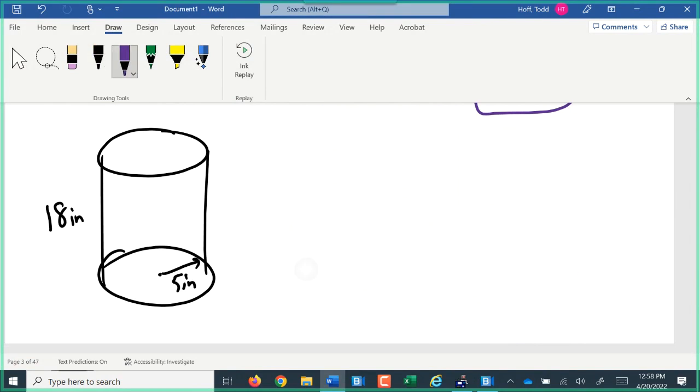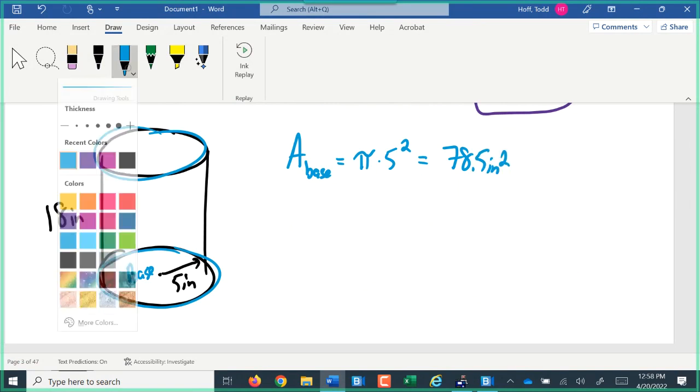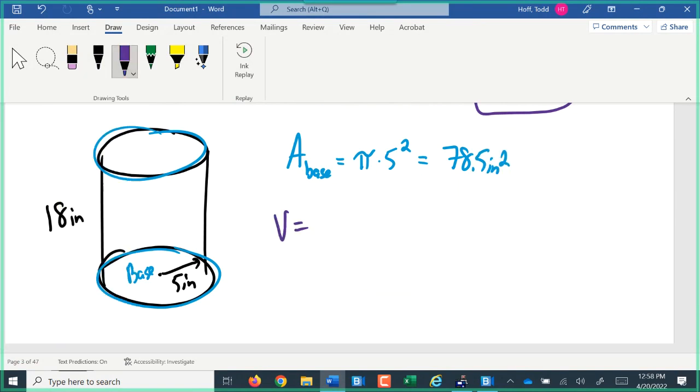So this is a cylinder. What shape is the base of the cylinder? It is the circle, because there's one here and there's one here. The other way to look at the base is it's the one shape that's the same on opposite ends. So how do I find the area of my base? Pi times radius squared, right? 8.5 inches squared. How do I find my volume from there?